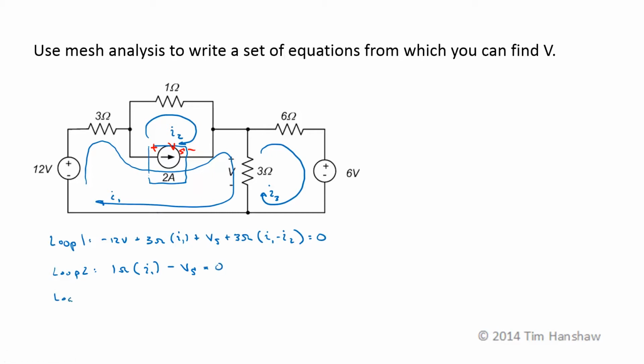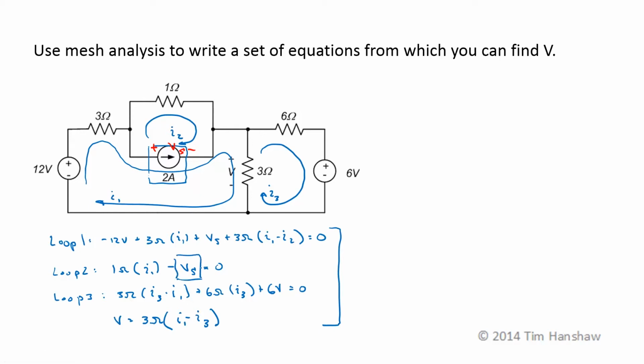And finally for loop 3, I have my 3 ohm resistor times I3 minus I1 plus 6 ohms times just I3 plus 6 volts is equal to 0. Now let me write my equation for V. V is equal to 3 ohms times I1 enters the positive terminal, I3 enters the negative terminal, and that gives me 4 equations, but in 5 unknowns.